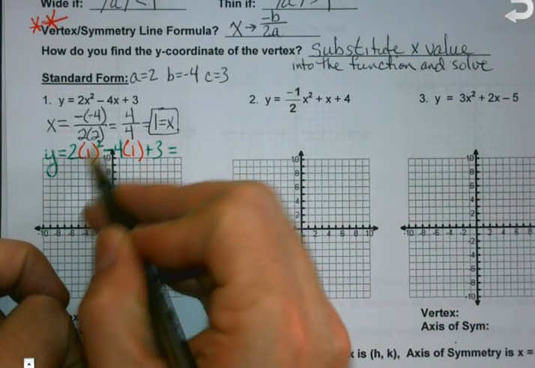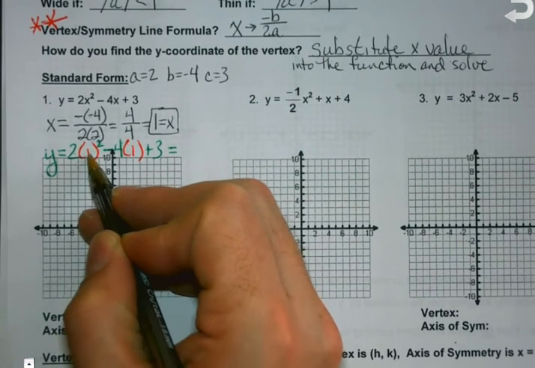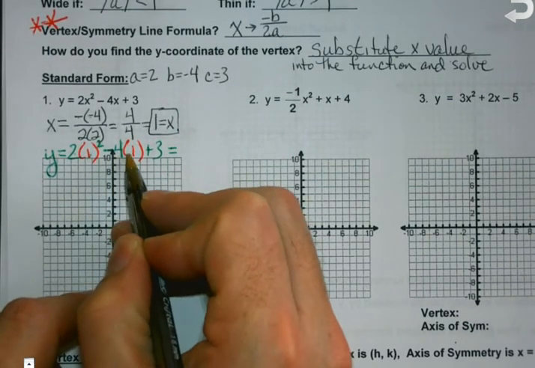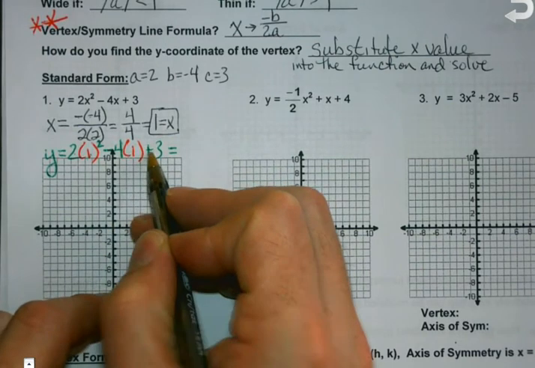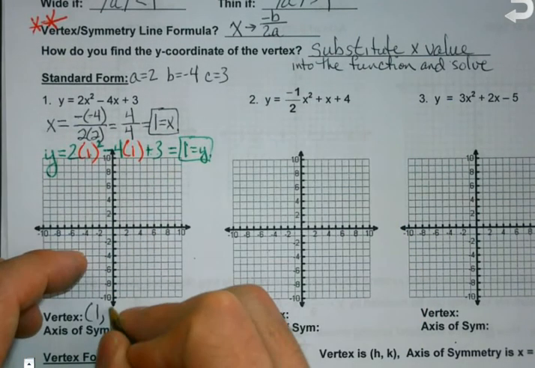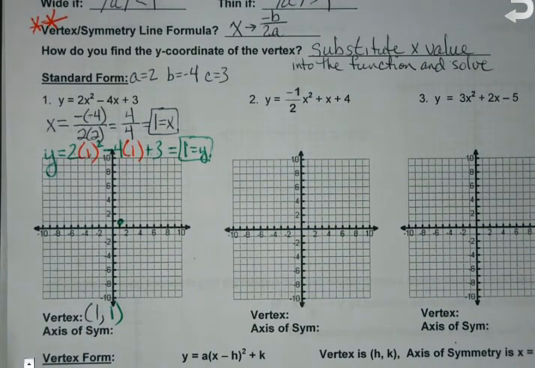So 1 squared is 1. Again, the 2 is not in the parentheses. Square this value first. So 1 times 2 is 2. Minus 4 is negative 2. Plus 3 is 1. So my y value of my vertex is 1. So my graph is going to start at 1, 1. That's my center point.